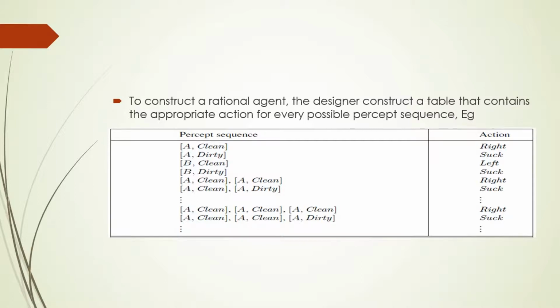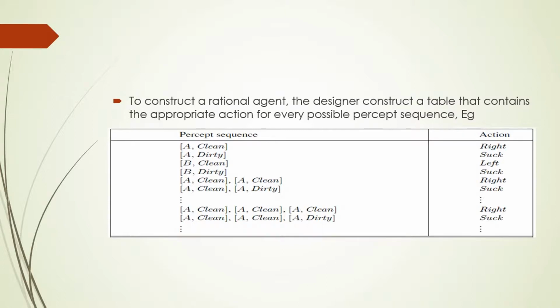So now, the procedure to construct one particular agent: what the designer should do if they want to construct a rational agent. Note that this is instructional. It's a way to learn, although it's very difficult to construct such a table. But the instructional way is that to construct a rational agent, the designer will need to construct a table that contains the appropriate action for every possible percept sequence.